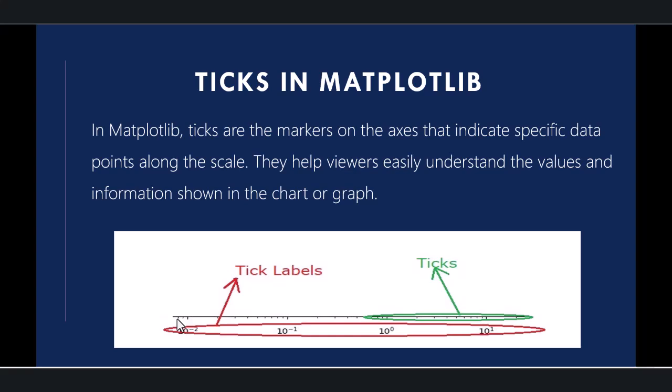In any graph or chart, the values or the information that it shows, which help the user to understand, are called ticks. The values given to the ticks are the tick labels, and these small lines are exactly the ticks. They indicate a specific data point over here. I hope you're now clear on what exactly ticks are.